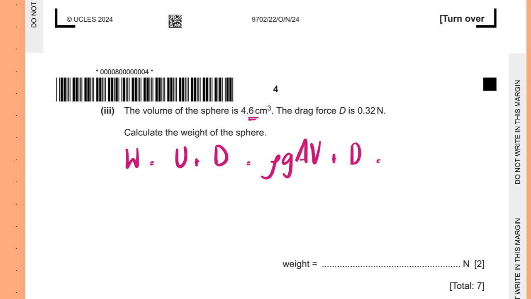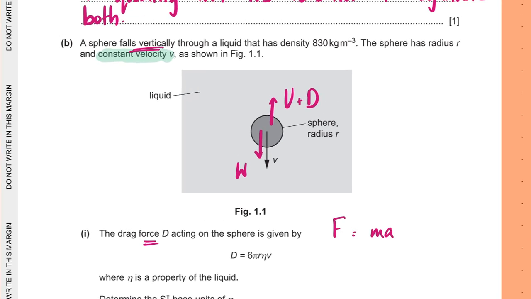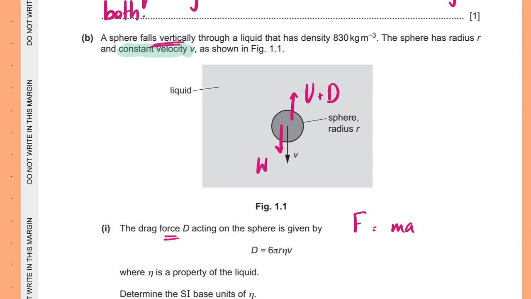So rho is the density of the liquid. Remember this as well. It's the density of the liquid, not of the solid. So that's 830.